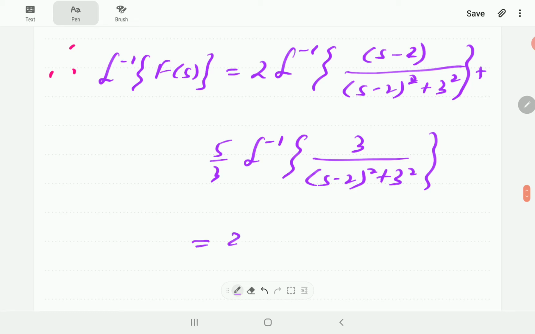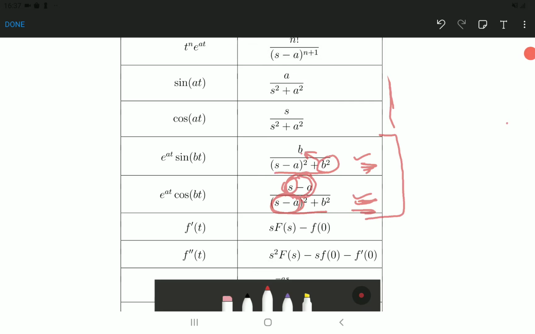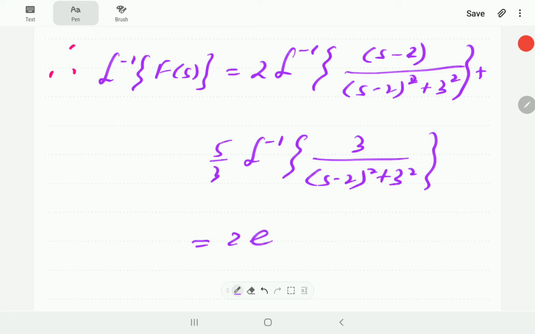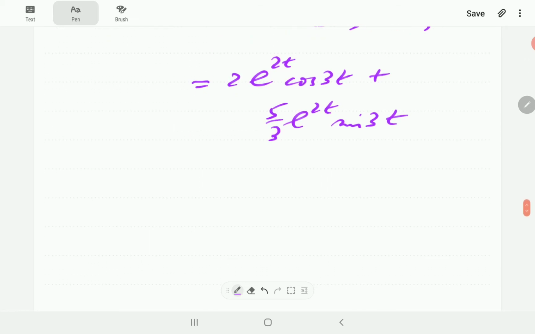Then we are almost there now. Going back to our table again, this term inside the squared bracket is a, and this term is b. So this one gives us a cosine, so that means we're going to get e to the 2t cosine 3t, then 5/3 e to the 2t sine 3t. So that is going to be our inverse Laplace transform.